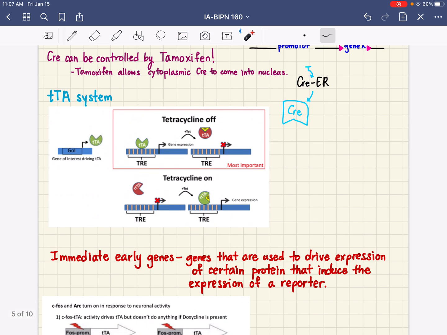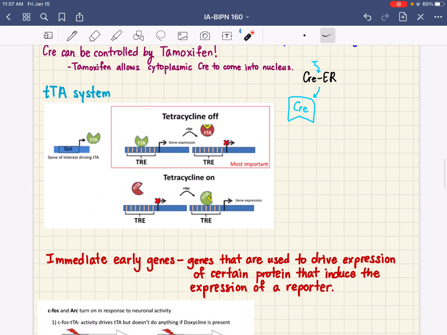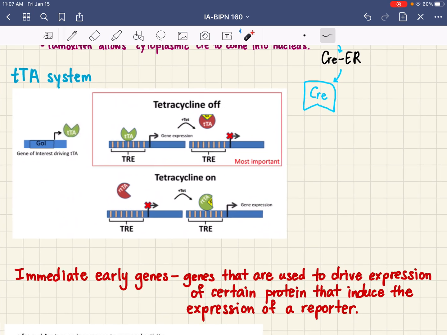The next system that we talked about was the TTA system. And the TTA system is basically the same idea as Cre. So TTA is a transcription factor, okay? And if you have taken molecular biology, transcription factors are proteins that interact with the promoter of a gene, and when they interact, they either activate or inhibit the promoter, hence activating or inhibiting the expression of that gene. Okay, so let's look at how TTA works.